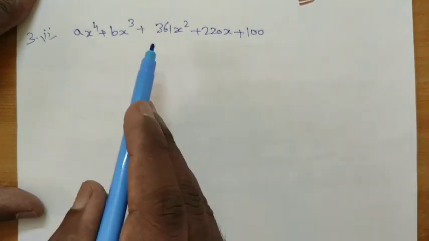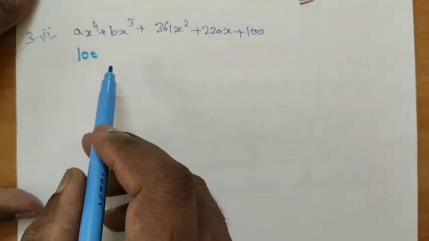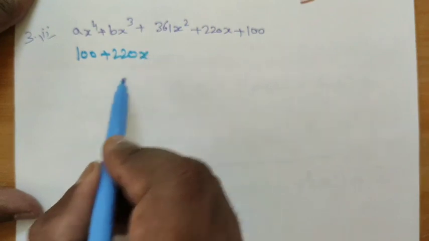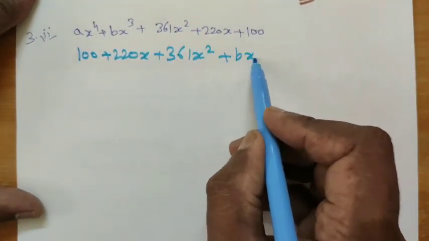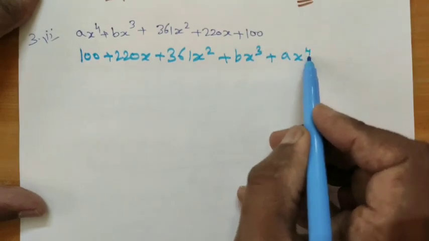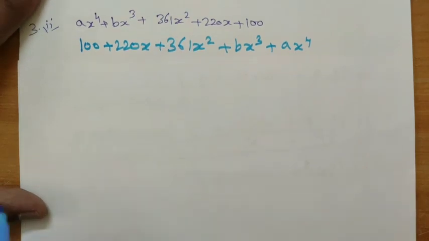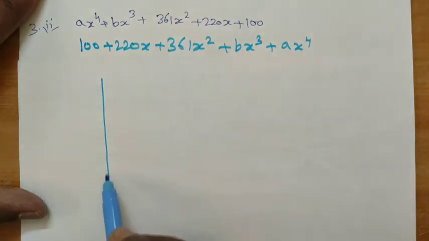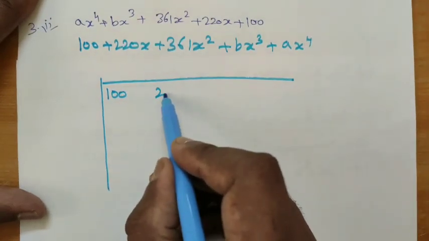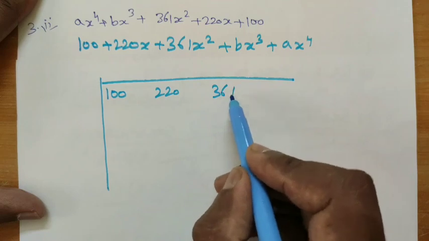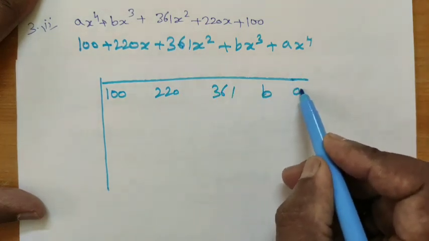So I rearrange the terms like this. That is 100, ascending order and descending order. We can choose any one of them, right? So 220x plus 361x square plus bx cube plus ax power 4. So we can write it in this order. Now we are going to find the value of this one. Solution. Here also I am going to take only the coefficients, not the variables. 100, 220 and then 361, and then last one is B and then A.